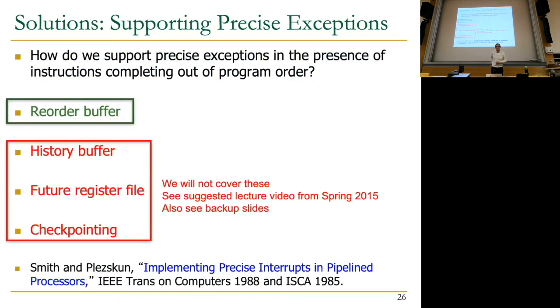So I think before jumping to reorder buffer, this is a great time to take a break. Let's take a break until 15 past. Okay, I think it's time to get back.